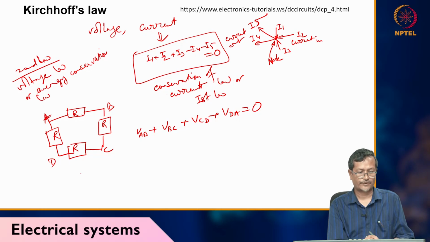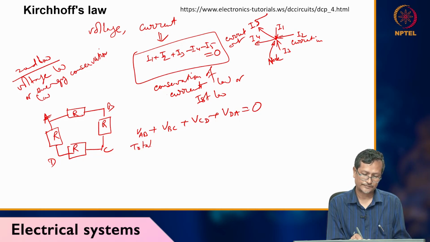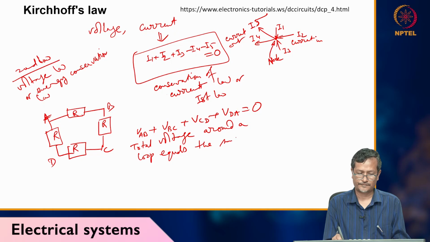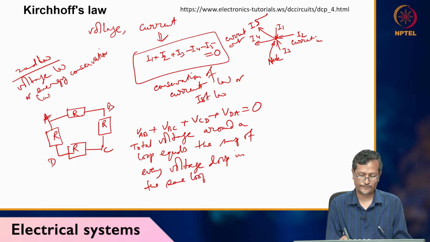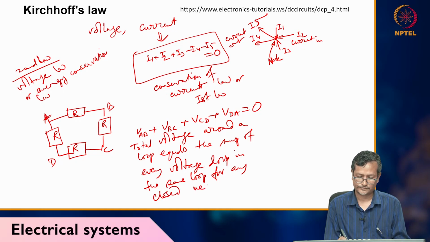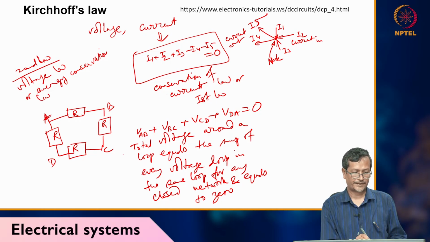So the total voltage around a loop equals the sum of every voltage drop in the same loop for any closed network, and equals 0. This law is called the conservation of energy law.